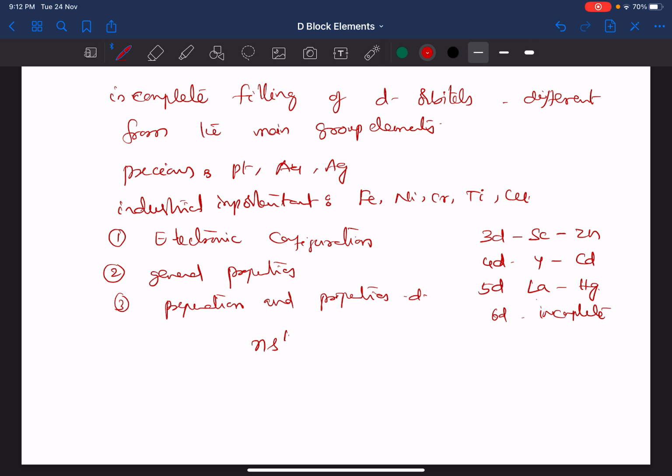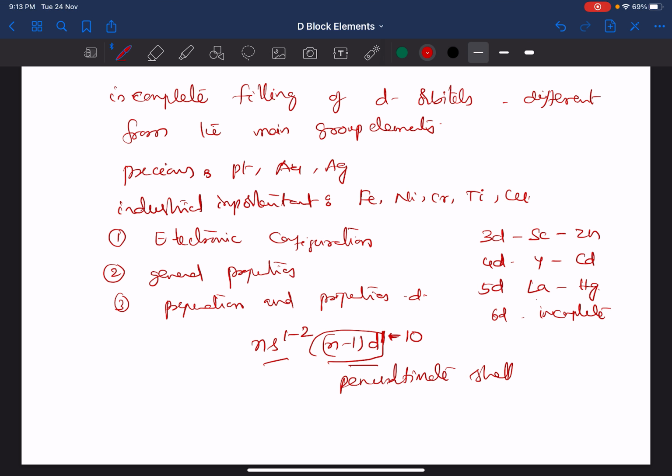It is ns1 to 2, (n-1)d1 to 10. The (n-1)d orbital is called the penultimate shell. This penultimate shell contains d orbitals, in which there is progressive filling of the d electrons. So this electronic configuration, ns1 to 2, (n-1)d1 to 10, is the general electronic configuration of the D block elements.